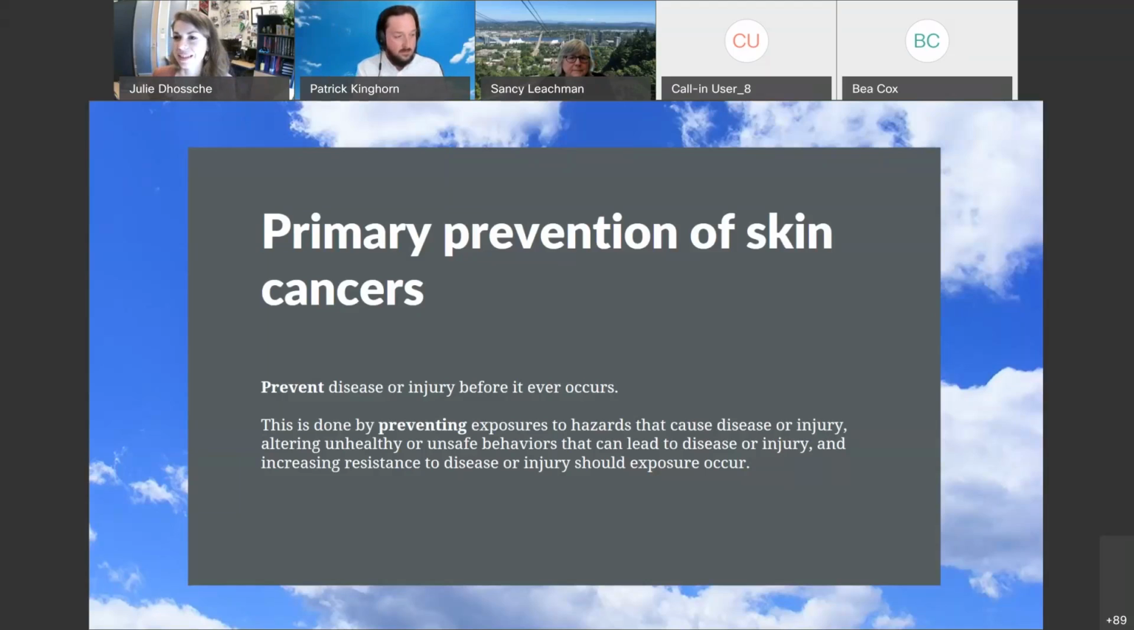So I think this is near to every dermatologist's heart, trying to prevent skin cancers. What can we do, especially from an early age? So I talk to my patients a lot about this and my parents that I see.